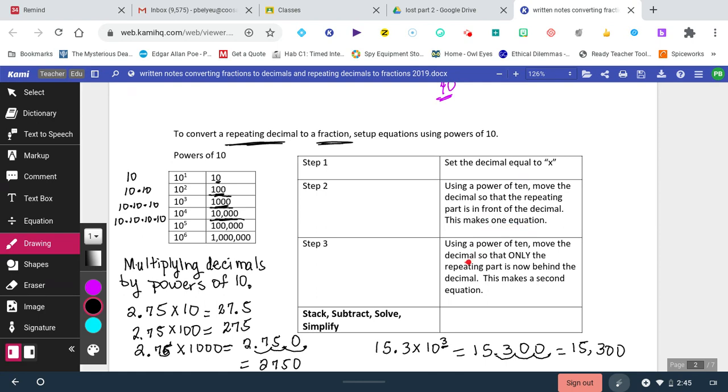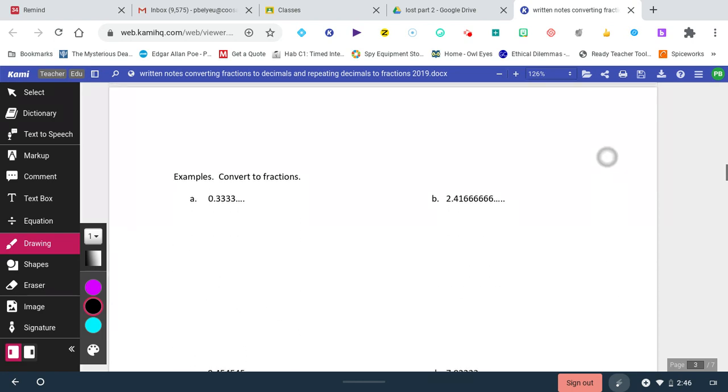Using a power of 10, move the decimal so that only the repeating part is now behind the decimal. This makes the second equation. I'm going to go through this. We're going to stack them. Matter of fact, they'll already be stacked after we do these two. So we're going to subtract what we have, solve, and simplify. Stack, subtract, solve, simplify. All right, let me go through it.